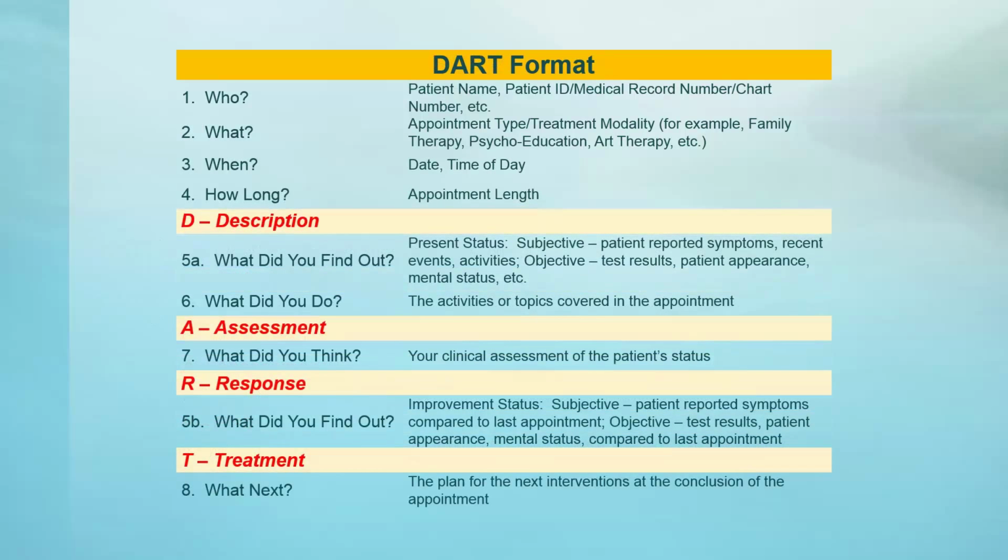Here's the DART format. DART stands for Description, Assessment, Response, Treatment. The DART progress note checklist also covers this. You'll notice that ingredient 5 needs to be asked 2 new ways. Present status, meaning what's going on now, and improvement status, meaning how does now compare to the last measurement, in the DART format.